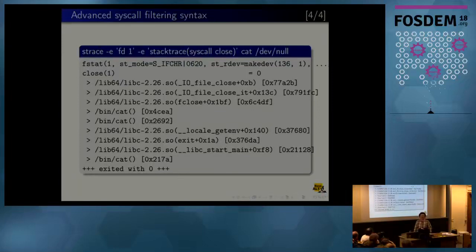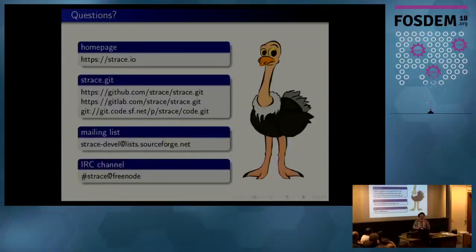So what cat probably does, it installs an exit handler that closes standard output, and it's actually what's happening, as you can see in this example. So that's more or less all.